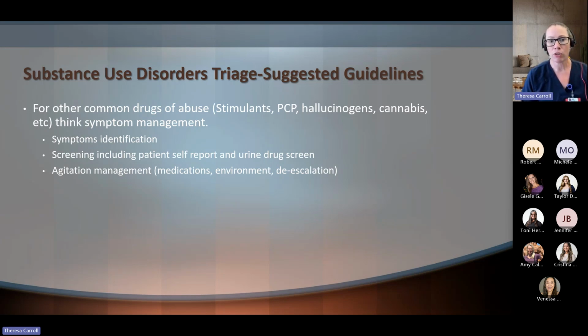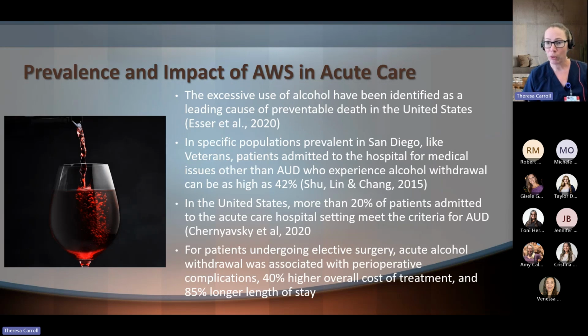manage those. So for some of you, this might be a little bit of review if you've had this talk before, but we wanted to highlight again, why are we doing this? Why is it important? Some of it is the prevalence, okay? Because alcohol use in particular in acute care settings is identified as one of the leading causes of preventable death. So this is a biggie.